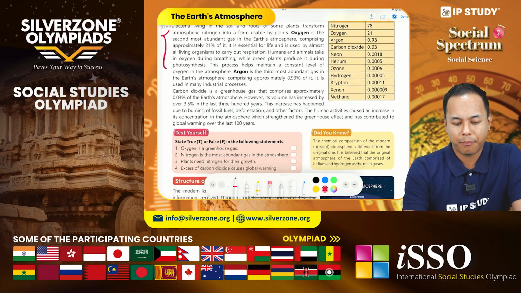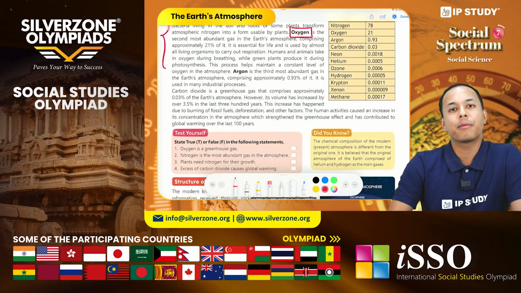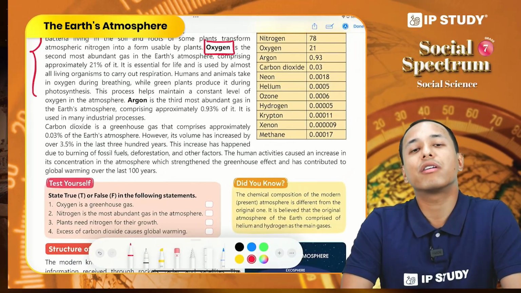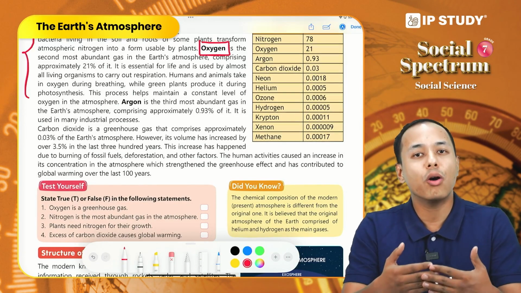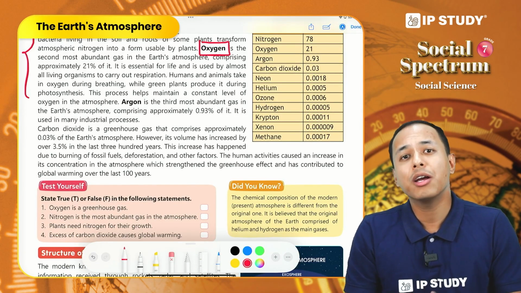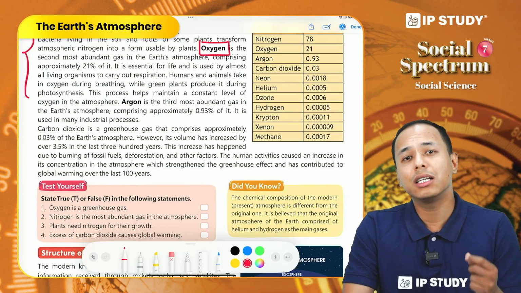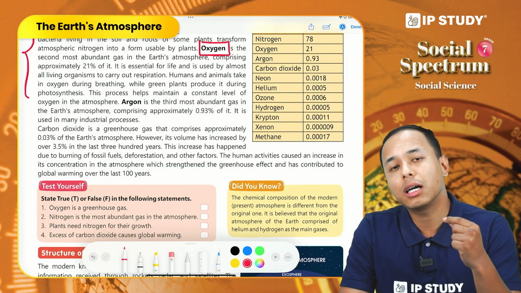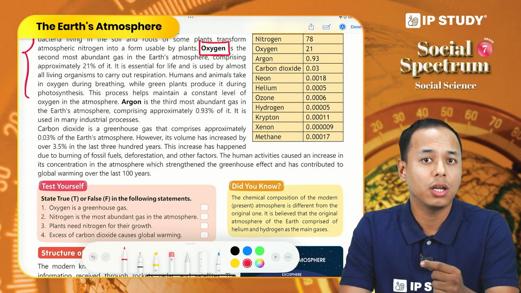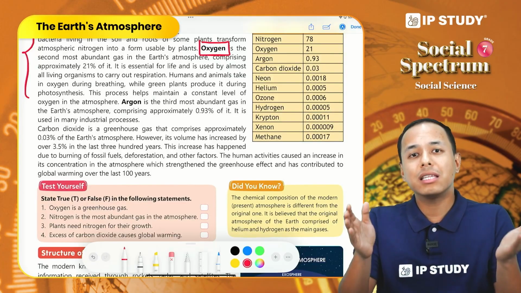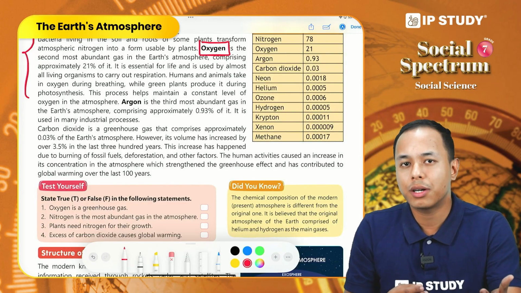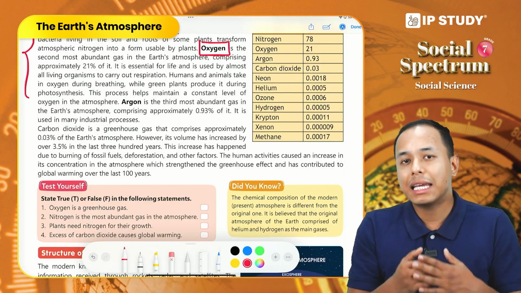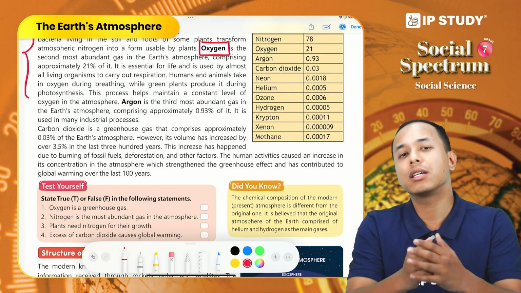Oxygen, on the other hand, is very important for our respiration process, right? We breathe in oxygen and breathe out carbon dioxide. On the other hand, plants take in carbon dioxide during photosynthesis and give out oxygen. So in this way, the balance of oxygen is maintained. We breathe in oxygen and give out carbon dioxide, while plants take in carbon dioxide and give us oxygen.